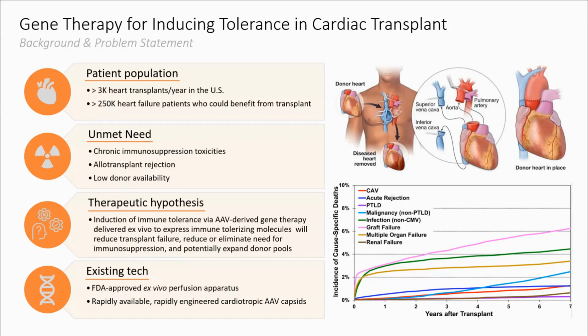There's a lot of malignancies, infections, and organ failures that are associated with the long-term use of anti-rejective medicines. Our therapeutic hypothesis is that we would be able to induce immune tolerance via AAV derived gene therapy delivered in an ex vivo fashion to express immune tolerizing molecules, and that these immune tolerizing molecules will reduce transplant failure, reduce or eliminate the need for immunosuppression, and potentially expand the donor pools for cardiac transplantation.